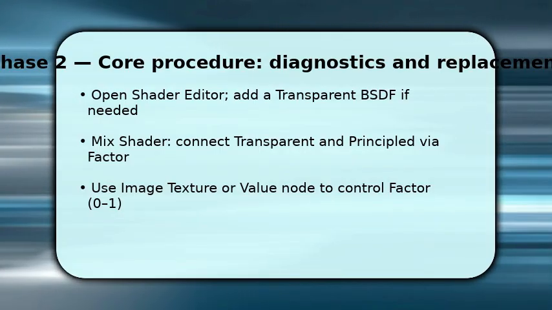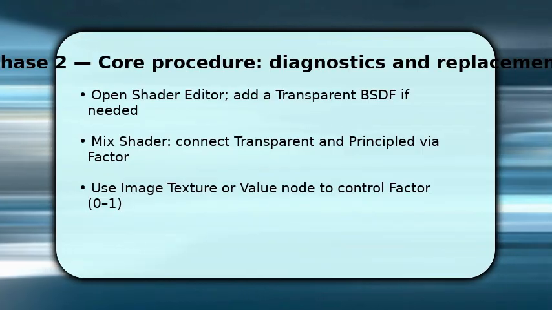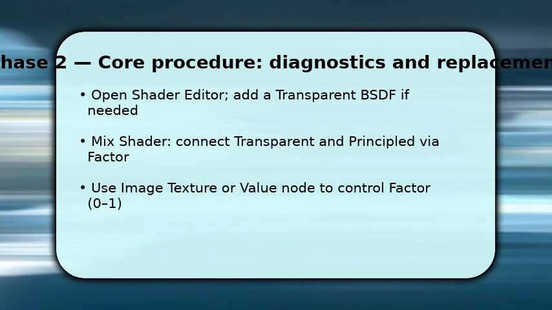First, add a transparent BSDF and create a mix shader that blends it with your principled BSDF. The mix factor determines visibility. Then connect an image texture alpha or a value node to the factor. 0 yields fully transparent, 1 keeps opaque, so you can paint or animate opacity.